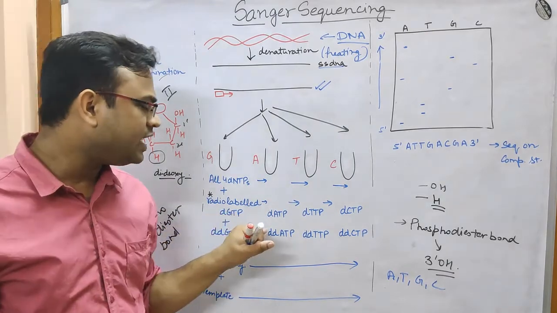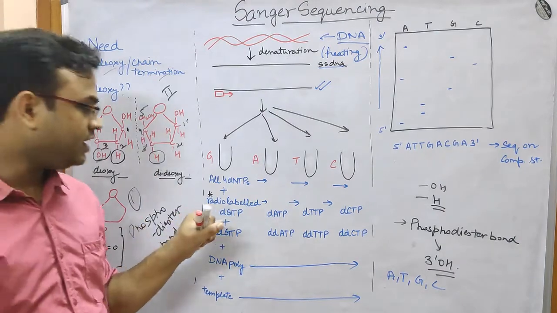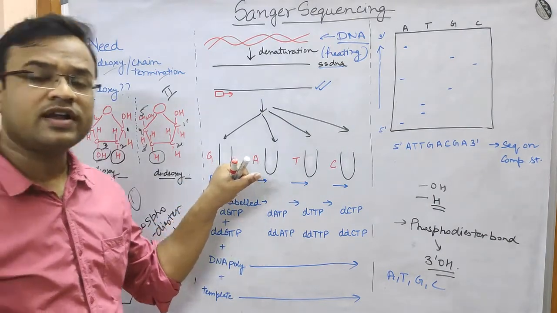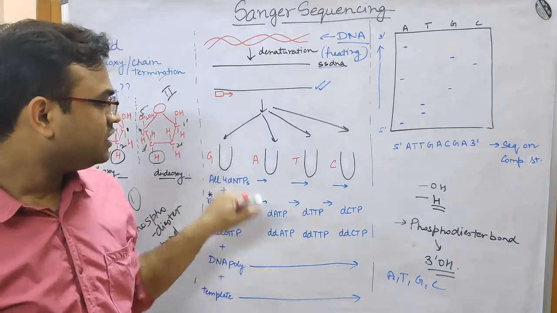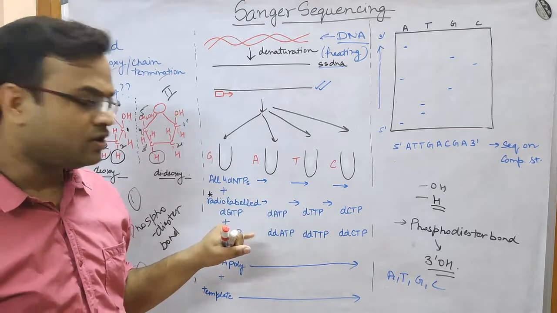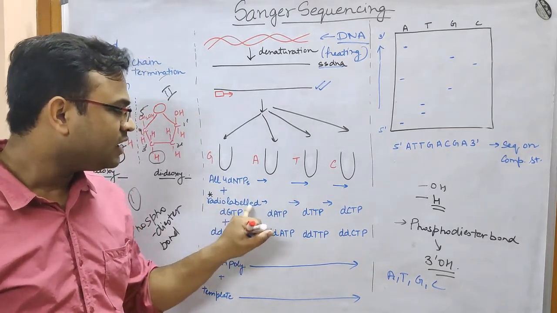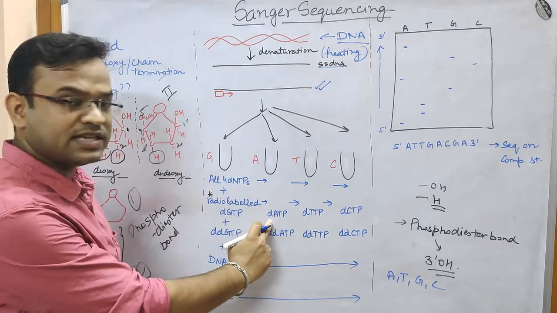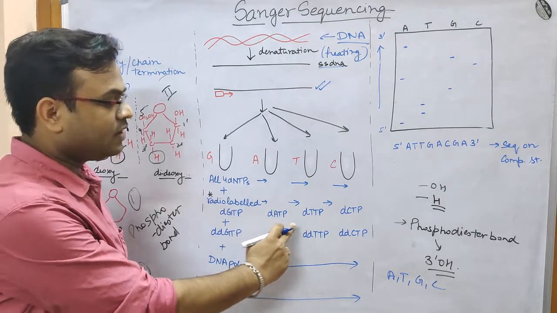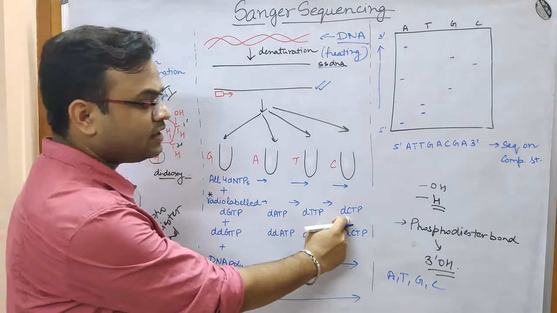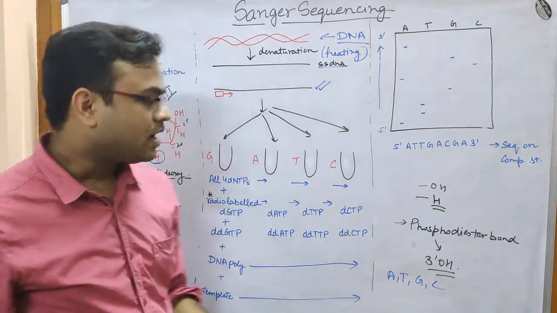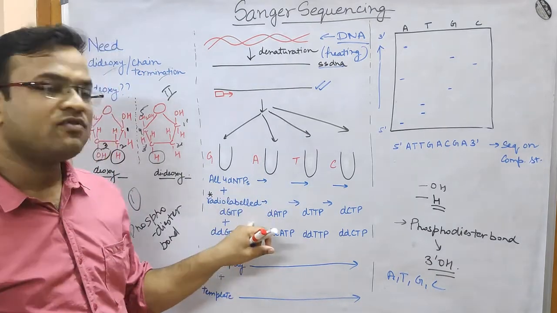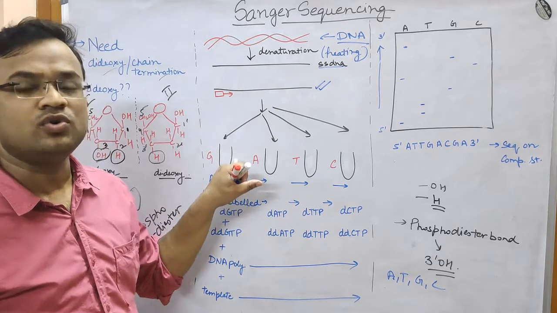Next, we add radio labeled dNTP. With this we mean that whatever nucleotide you want to know about, you would radio label that particular nucleotide. So suppose in the first tube I am aiming at knowing about the position of guanine. So I would label the dGTP only. Similarly, if I want to know about adenine, in the second tube I would radio label dATP. Next I would label dTTP, and in the next I would radio label dCTP. I would add all the dNTPs. That is fine. Please do not get confused about this. I would add all the dNTPs, but I would radio label that particular dNTP which I want to know about.